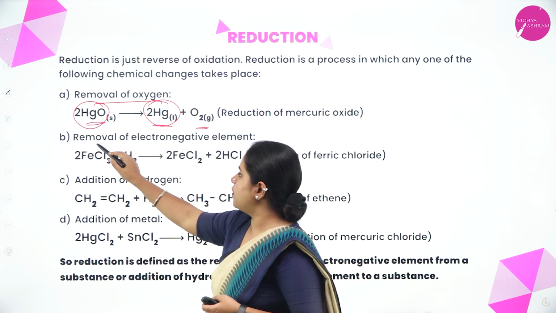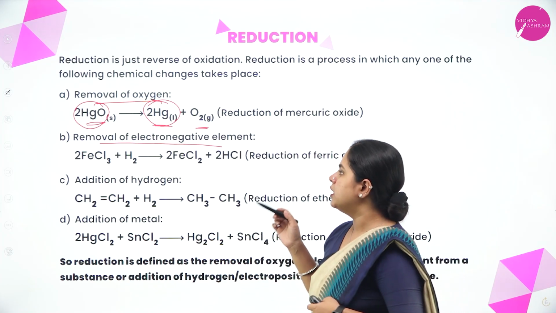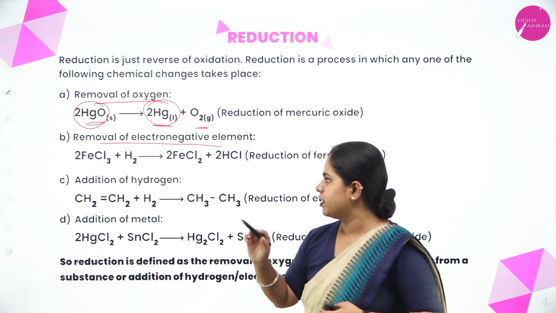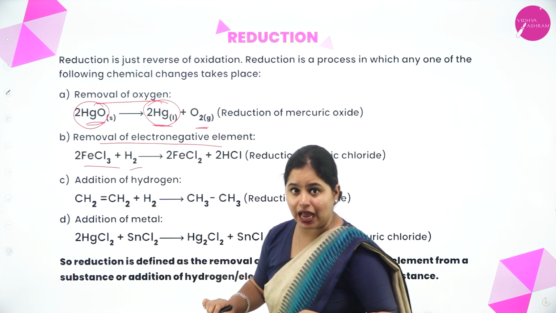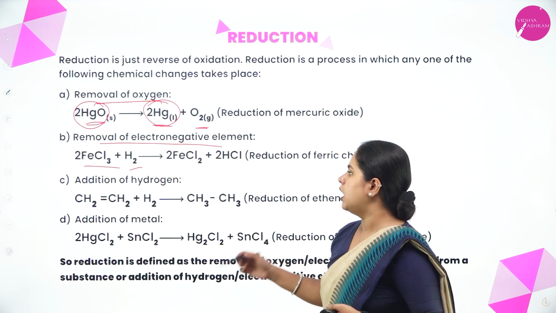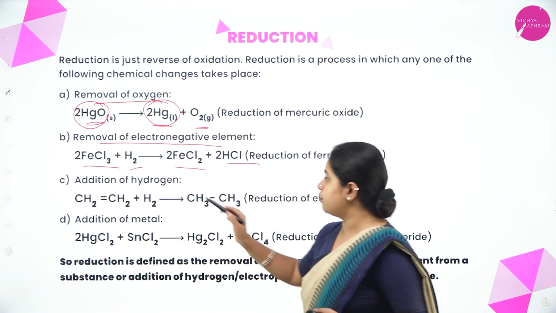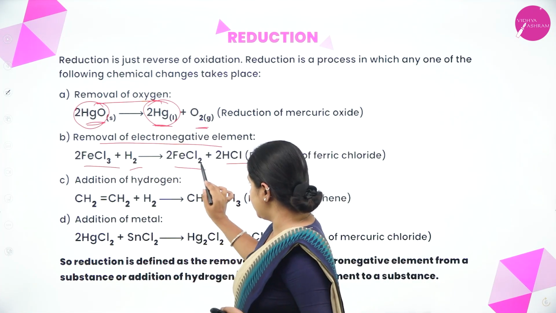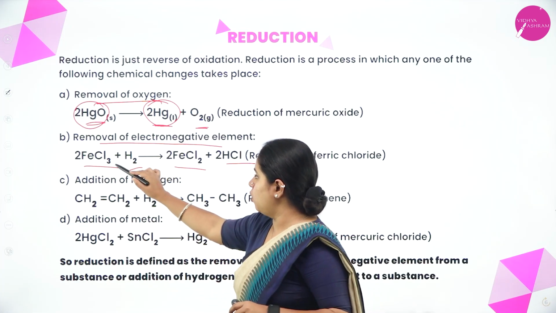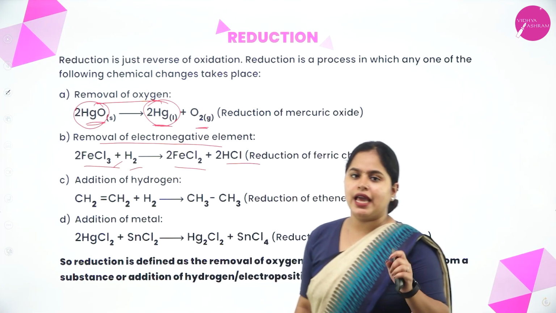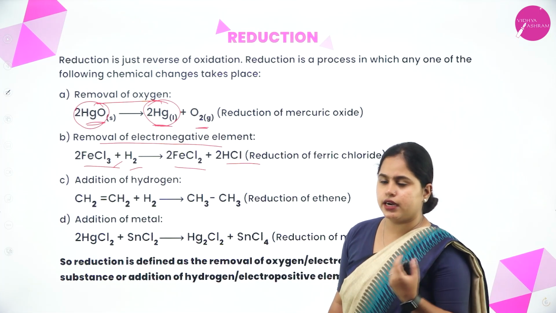Okay. The next one is removal of an electronegative element. Again, it's the opposite of oxidation. You can see here ferric chloride, FeCl3, is taken, to which hydrogen is added, and we get FeCl2 and HCl. So what is happening here? From FeCl3 we get FeCl2. The electronegative element, that is chlorine, is being removed, and that is also called a reduction process.